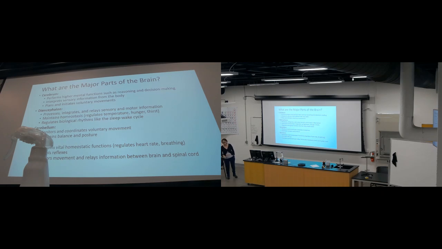In the brainstem, we have several centers that control vital functions like breathing, blood pressure, heart rate. So we have the cardiovascular centers there, breathing centers there, and we control reflexes. And then it monitors movement and relays information between brain, spinal cord, and as well the cerebellum.